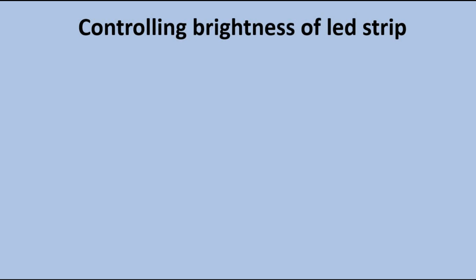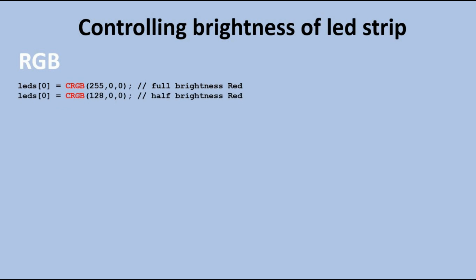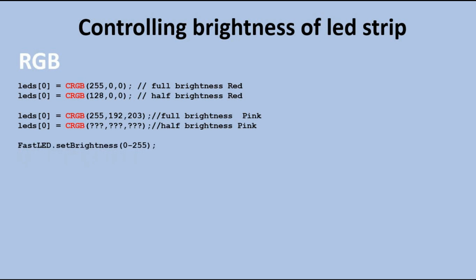Another problem I had was controlling brightness of individual LEDs rather than all LEDs in the controlled strip. When using RGB, it is possible when working with primary colors. Let's take red as an example. This command would lit up the first LED in the strip red with full brightness. When we want it to be half as bright, we just change the value representing red color to 128. But I cannot do the same, for instance, for pink color. I dare you to tell me what values should I enter here for CRGB method. Not straightforward, right? We can use FastLED set brightness. It will work, but it will affect not just the first LED, but all LEDs in the strip.